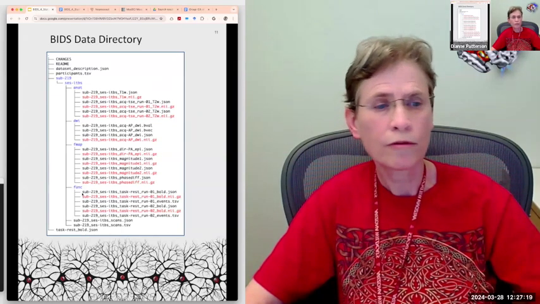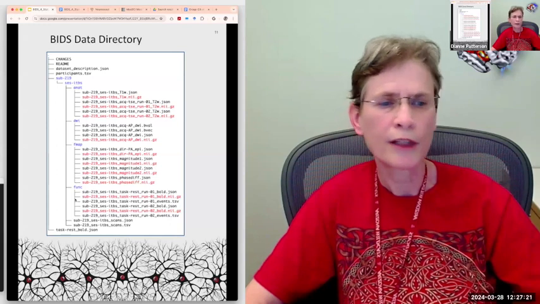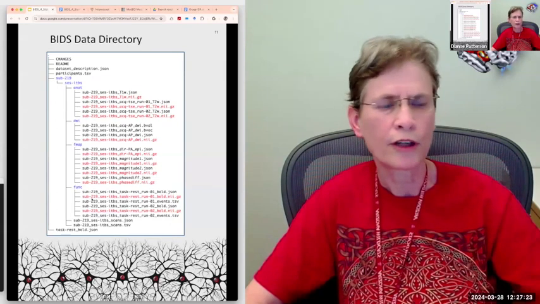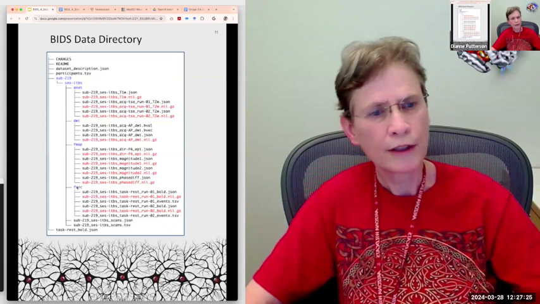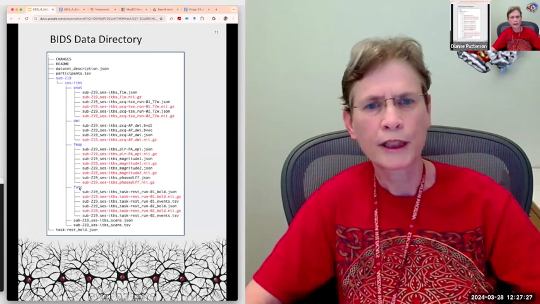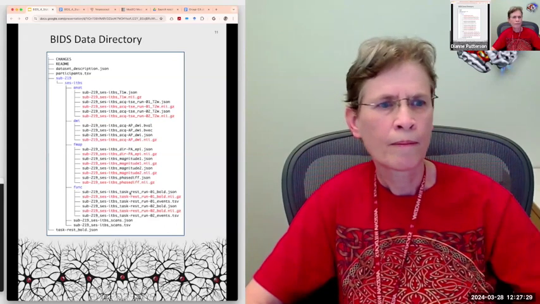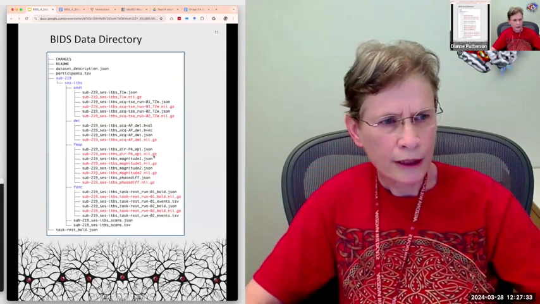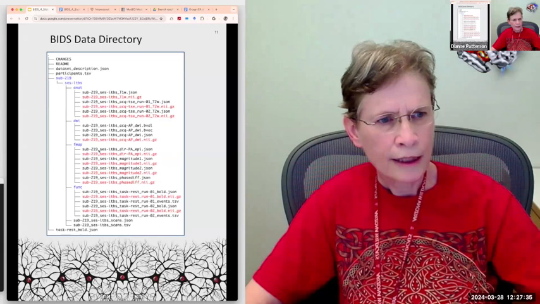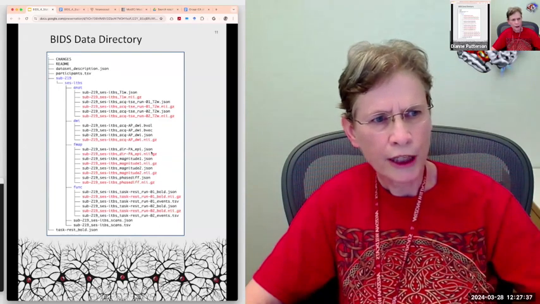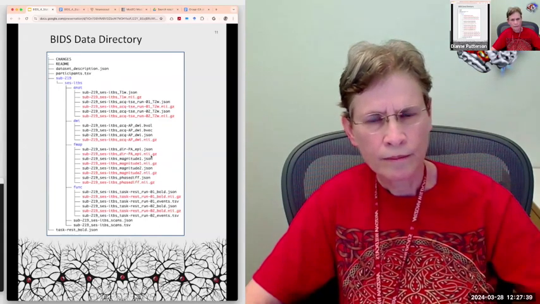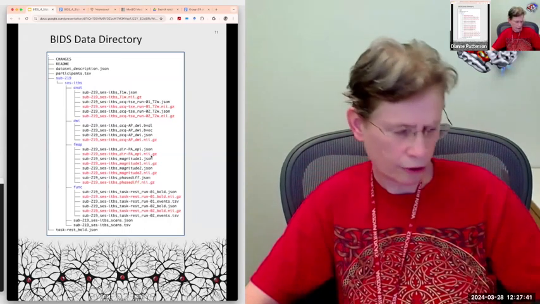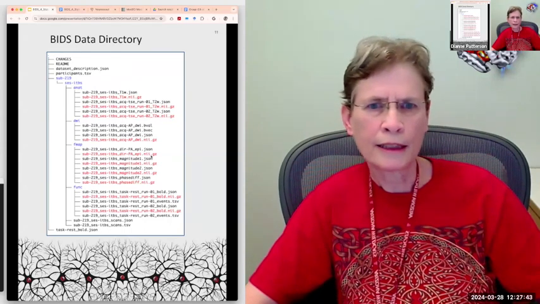If you don't have one of these categories, you don't need it. If you don't have any bold data, then you don't need a func directory. But if you do have it, you better have a directory. You better put it in a directory named func. In each case where there's an image, where there's a nii.gz image, there is an equivalently named JSON file that goes with it. Okay, so you'll see that structure in any BIDS data set.